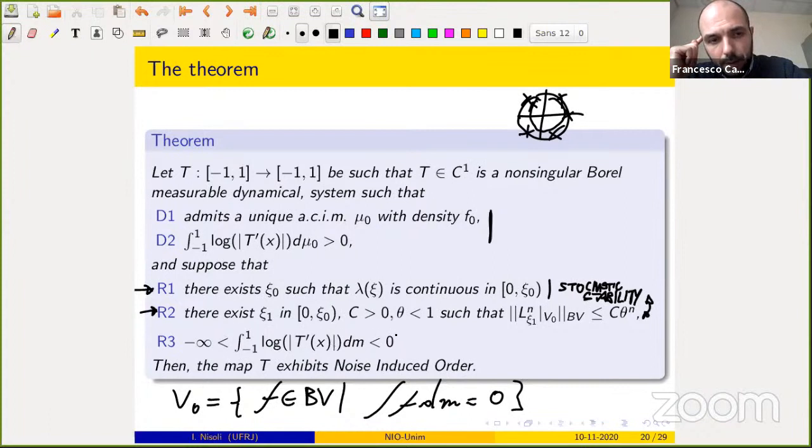Yes. Because R3 is simple to state, since it's a condition with just an integral with respect to Lebesgue measure. And yes. Then if I got it correctly, the point is that when you take a very large noise size, your invariant measure will converge to Lebesgue measure. So if you ask this condition for the integral, it will be satisfied for a sufficiently large noise strength. Is that correct? Yes, okay, it's exactly the argument.